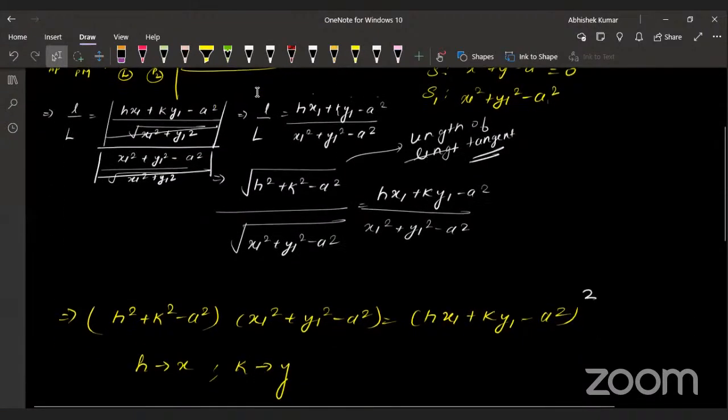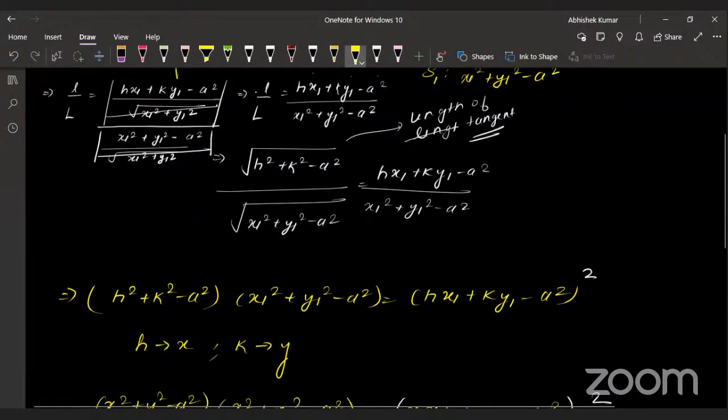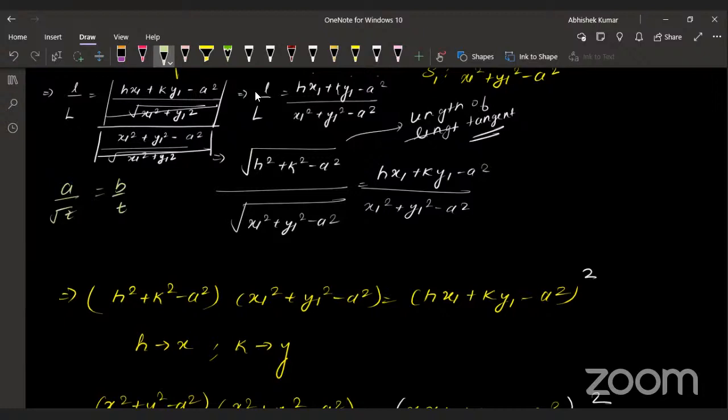Let's not take this one, we will take another example. It's like root a upon root t is equal to b upon t. If you square, you will get a upon t is equal to b square upon t square. One t will cancel out, so you will have a into t is equal to b square. This is your a, that's your t, this is b square. Correct? Yes, sir, got it.